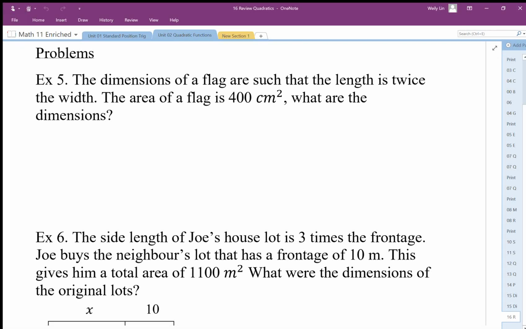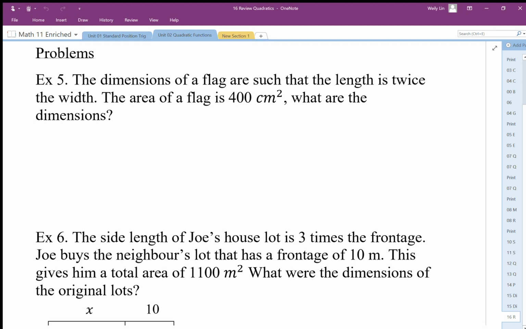So often when we're dealing with area problems, we're often dealing with quadratic equations. If you notice that the area units are centimeters squared, the squared indicates that the algebra that will go with it would often be a quadratic. So here we have a problem.